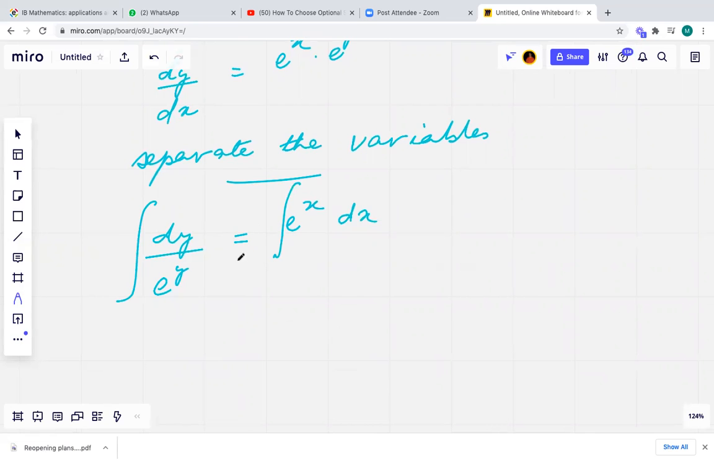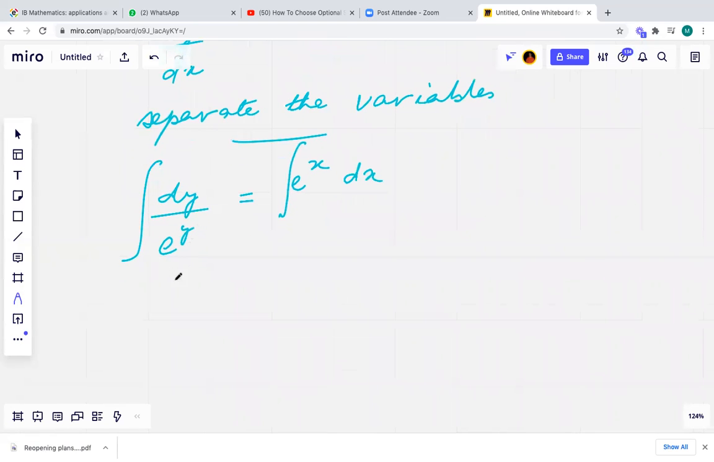Now what is the integral of dy upon e to the y? Integral of dy upon e to the y is what? You see the formula booklet. Okay, so open it, one second. Integral of dy upon e to the power y.